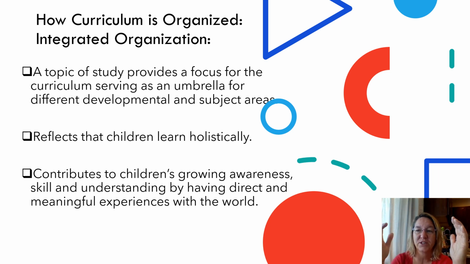It's an umbrella for different developmental areas. And it contributes to children's growing awareness and skill, and, listen to me right here, direct and meaningful experiences of the world. Write that down, print the slide out, highlight it, stick it in your classrooms. Children must have a direct and meaningful experience with the world, because if it's not interesting and meaningful to them, they're not going to learn it. This is why some kids say, I'll learn everything, and other kids say, oh God, I don't want to do this, because it's not meaningful to them. All right?